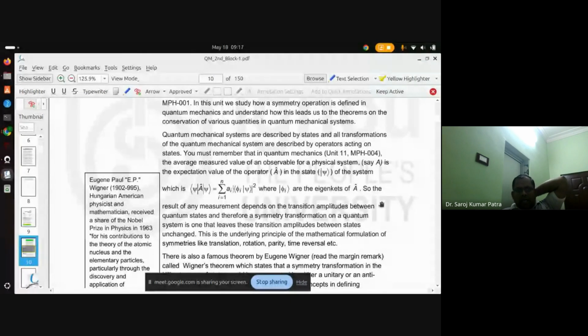Now, as in Quantum 1, you have already discussed that physical quantities can be represented by an operator, right? So you have the position operator, momentum operator, energy operator. All physical quantities can be represented by an operator. I believe all of you are familiar with this kind of equation, right? Everybody familiar with this equation?